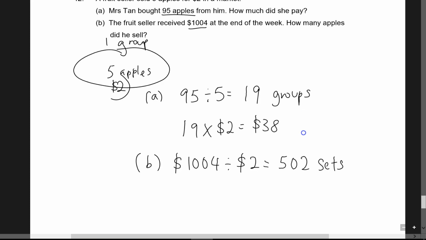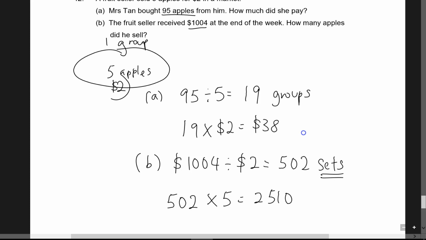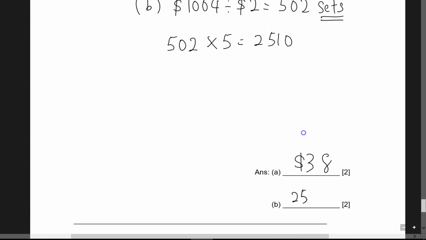Alright, now that's not the end, because all these are in sets, in groups. Set and group means the same thing. But you know that in each group, there are 5 apples altogether. So we want to find out, for selling 502 groups of apples, how many total apples is that? 502 times 5, we get 2510 as the answer.